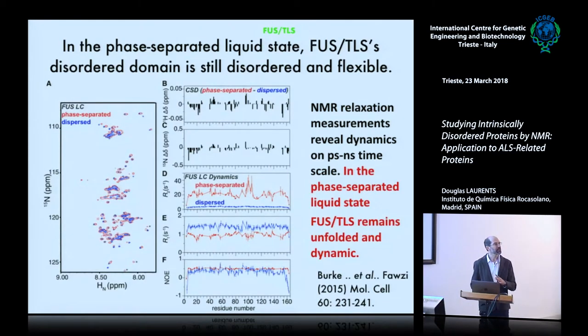They also performed experiments on the liquid form of FUS-TLS. And in the liquid state, this group, which was led by Fawzi, was able to show that in the liquid phase separated state, the protein remains unfolded, and it also remains dynamic. It only becomes more viscous. So it still is disordered, even in this liquid state.